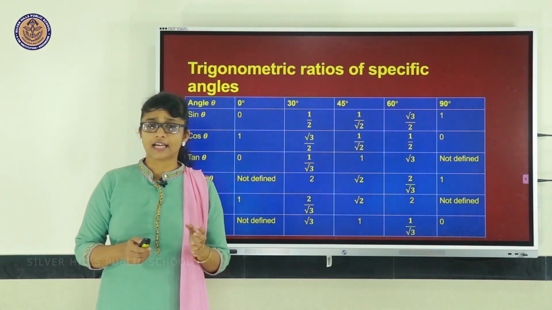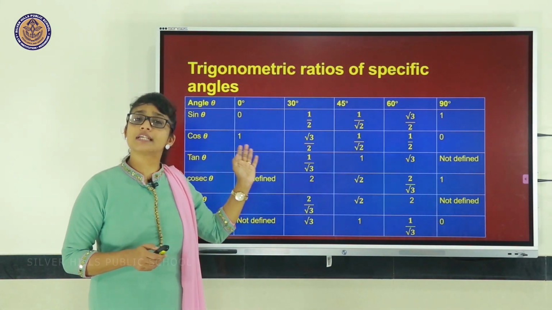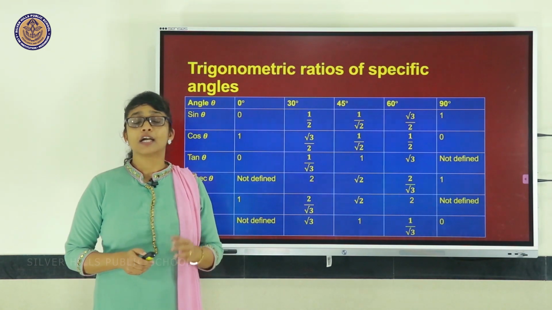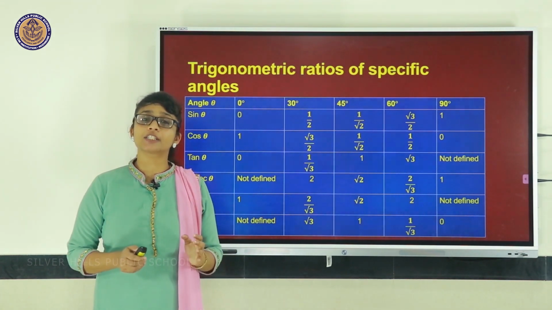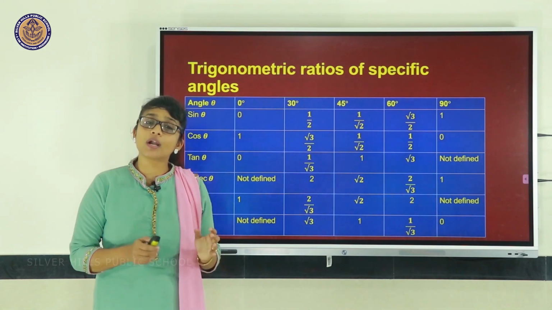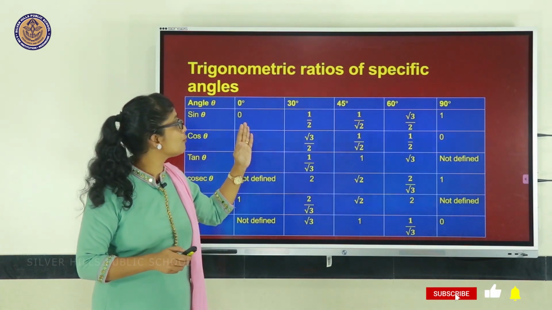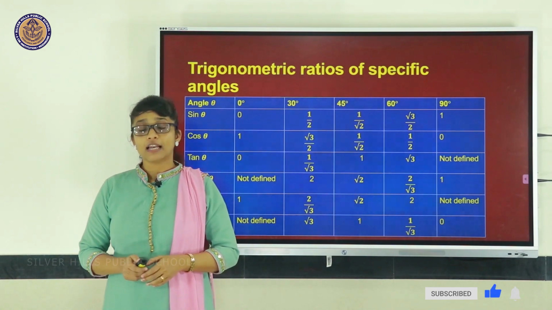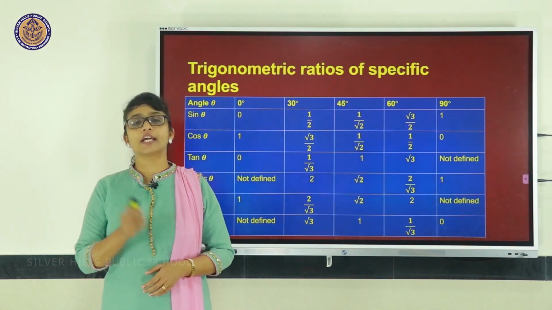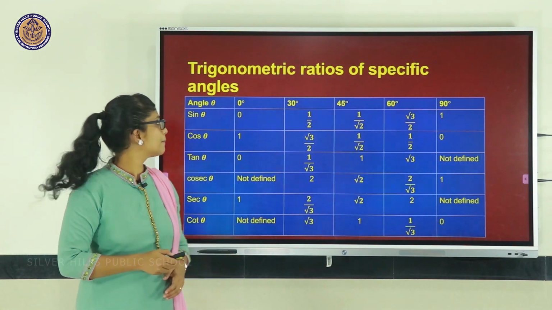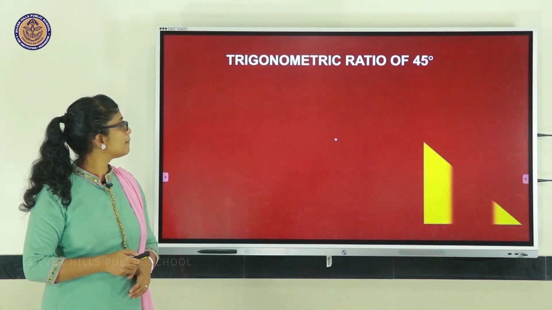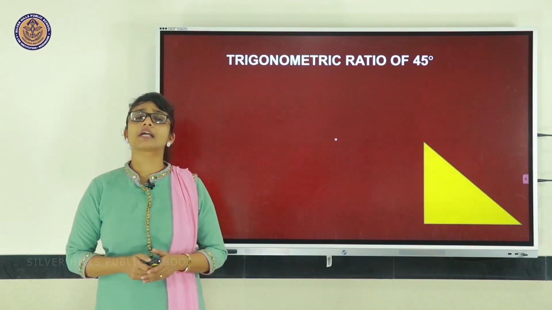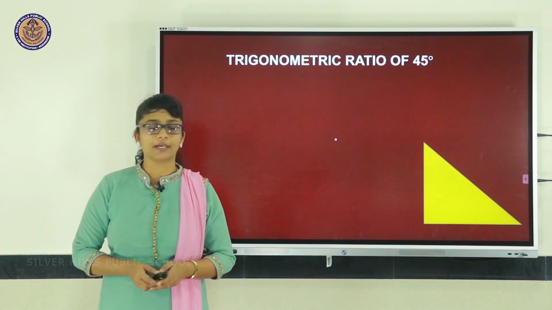Usually in 10th standard we learn all these trigonometric ratios of specific angles. Due to the current pandemic condition, we will focus only on 30 degree, 45 degree and 60 degree. Let's start with the trigonometric ratios of 45 degree. Let's check what the 6 trigonometric ratios of 45 degree are.